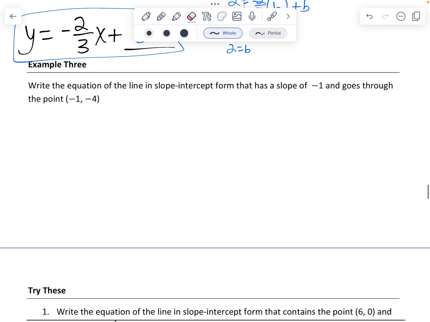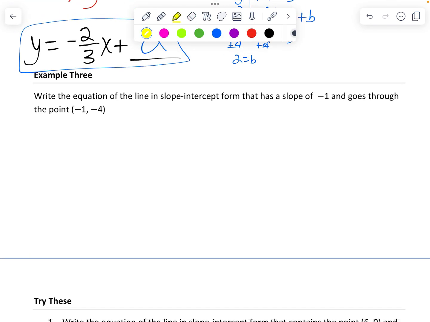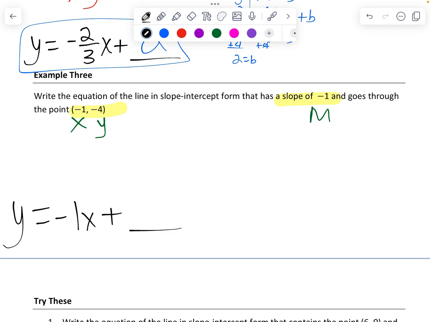All right, last example. Again, same steps. We have a slope of negative 1, and we got an ordered pair, negative 1, negative 4. Right away, I'm setting up my answer, y equals negative 1x plus my missing b value.